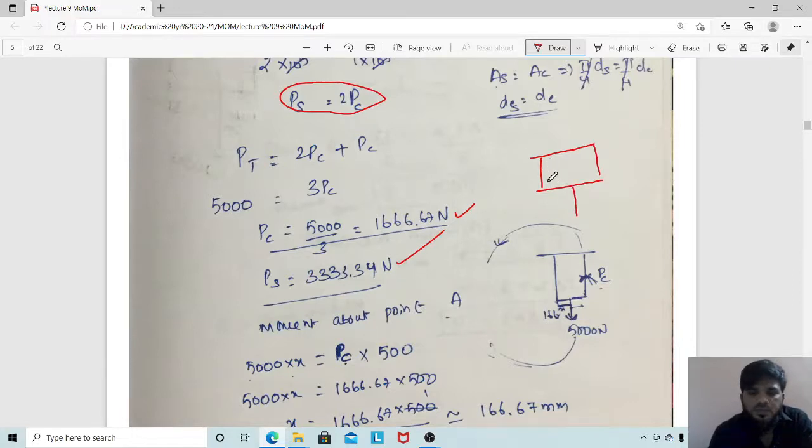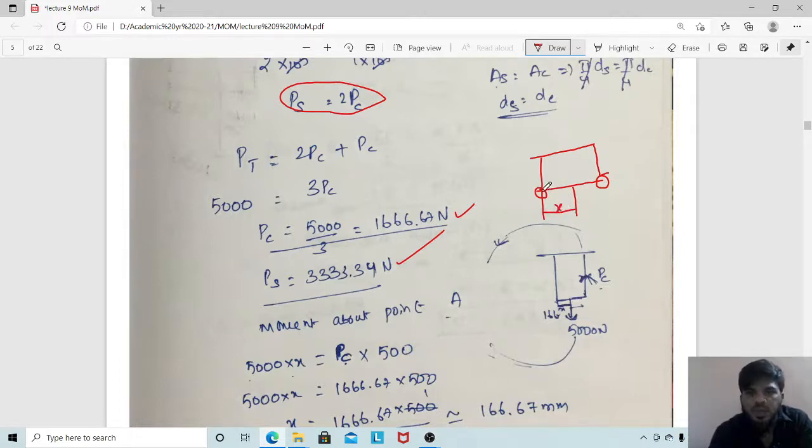Okay, so where the position is like this, I will try to take the moment about this point, or I will try to take the moment about this point. Any one point I have to take. So I am taking the moment from this load. Consider this load distance as x.